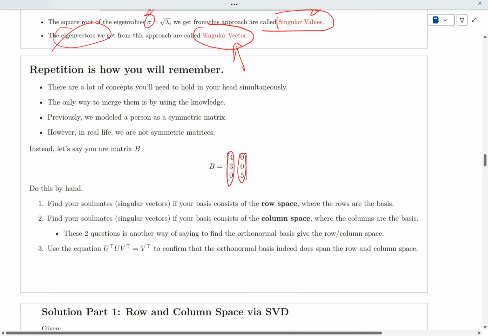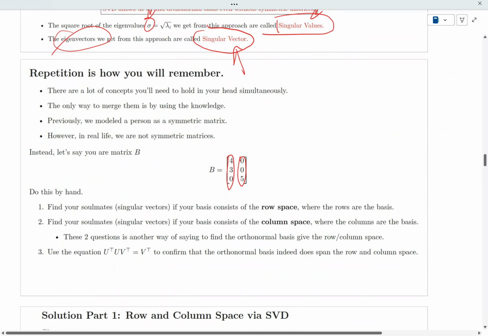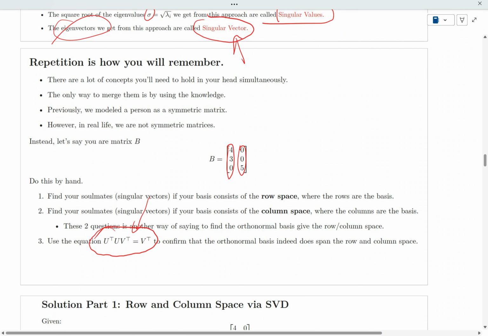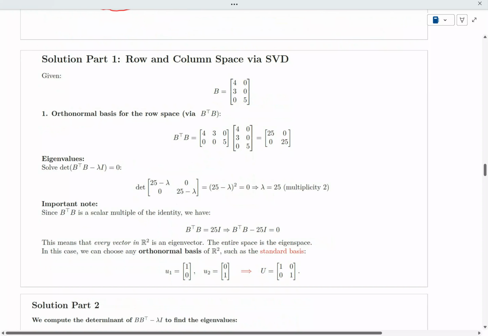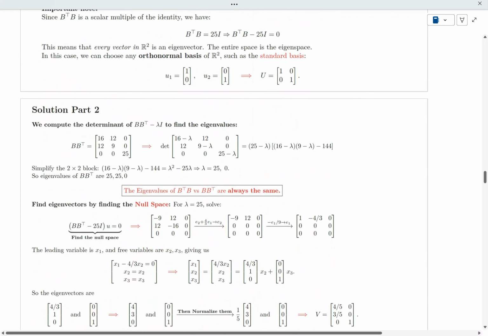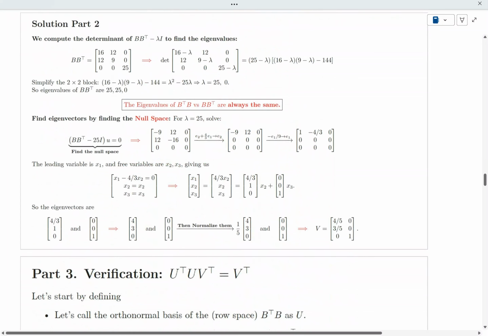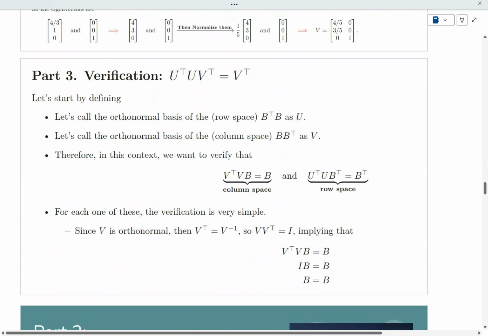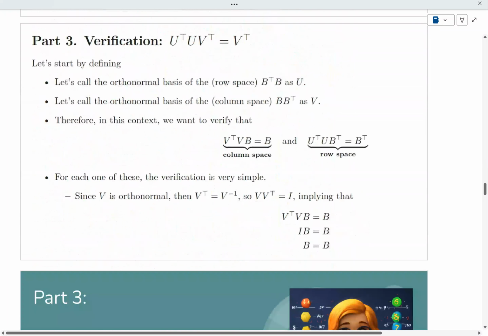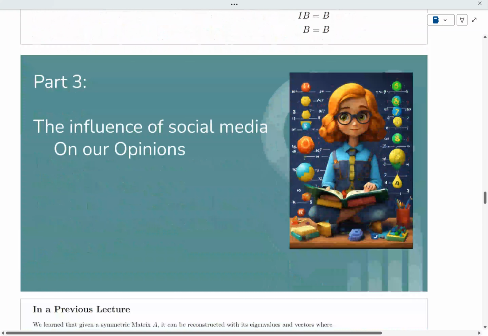Now, once you find your singular vectors, you can give this a try. You will see that your singular vectors span the same space as the original basis vectors. Okay. All right. So here's the solution for part 1, solution for part 2, solution for part 3. Give this a try. Hopefully this will be helpful. Okay, next we can move on.